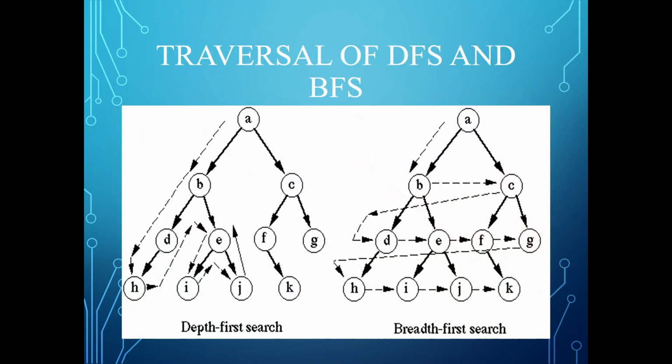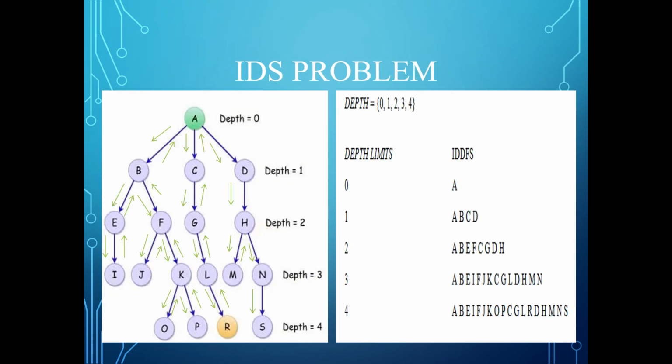So this is a traversal of BFS and DFS. This slide visually compares how DFS and BFS traverse the graph. BFS expands level by level and DFS depth by depth. This comparison is essential to understand why IDDFS combines these strategies. So IDDFS problem example. This slide shows a problem example where IDDFS gradually increases the depth limit until reaching the goal node. Each iteration explores deeper levels but maintains the memory advantage of DFS.